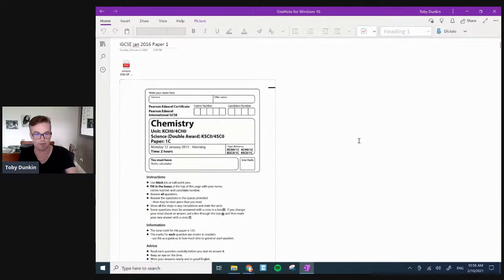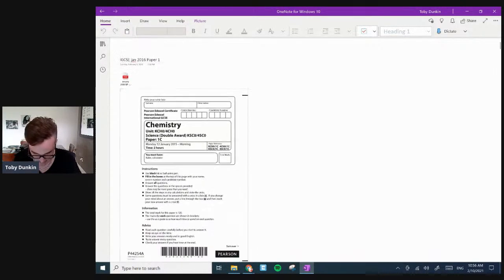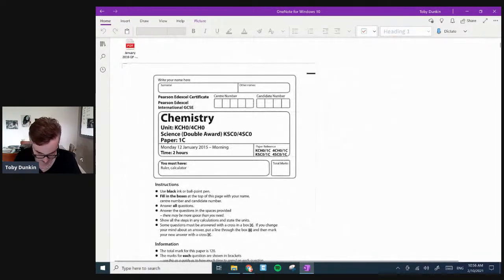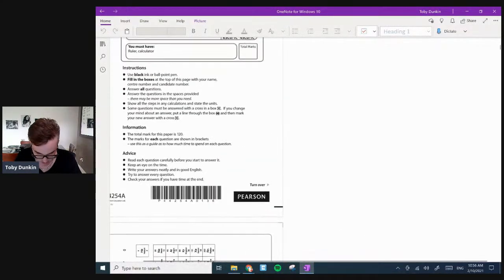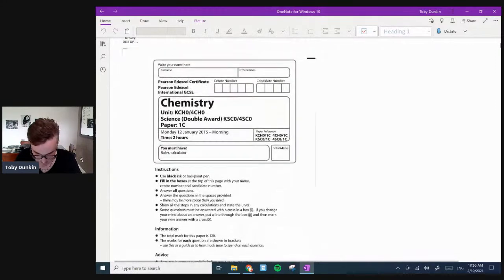Right. Okay, so I'll start from the top. This is a 2-hour paper. It may be split into 2 halves, Mita. I'll do my very best to get the next one done either today or tomorrow. So this is just paper 1, the lower level paper.